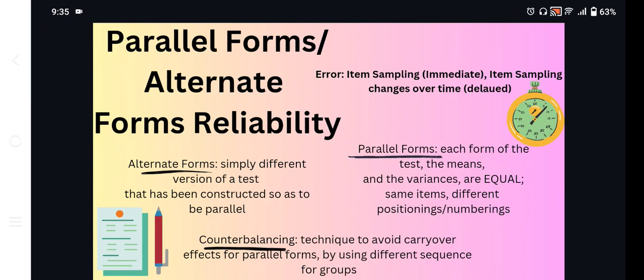Itong parallel form natin, ang coefficient of equivalence natin dito is the degree of the relationship between the various forms of the test evaluated by means of an alternate form or parallel form reliability statement. This reliability statement is also referred to as equivalent form reliability. Okay?